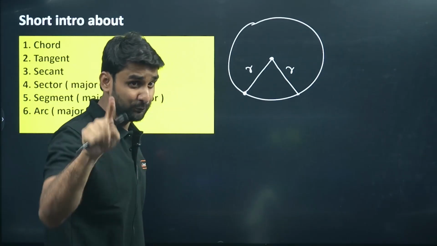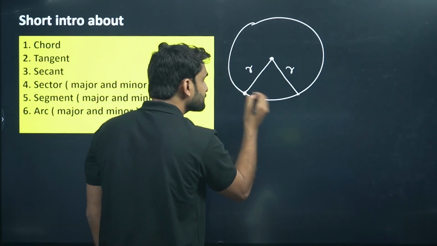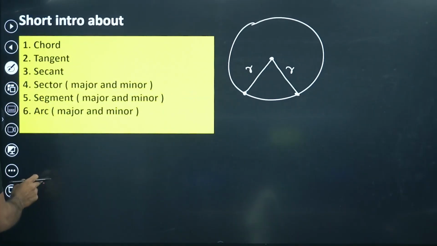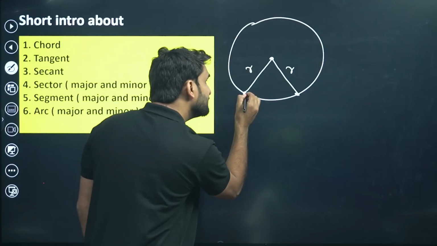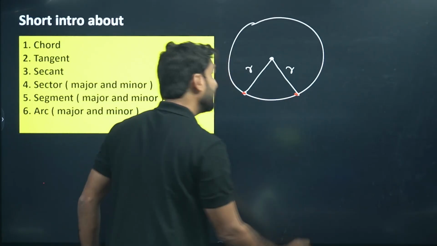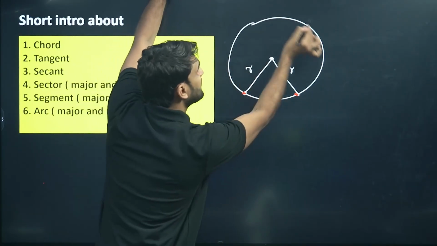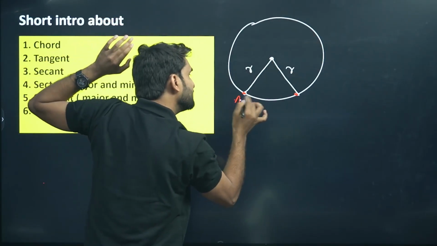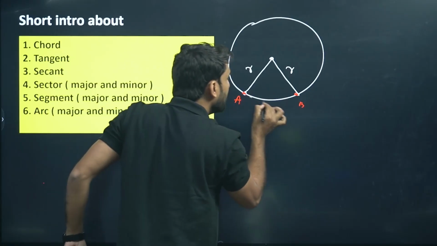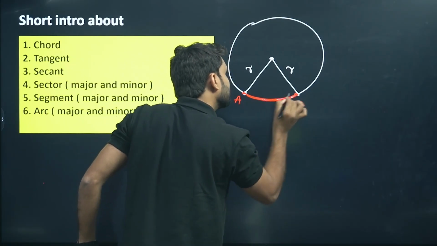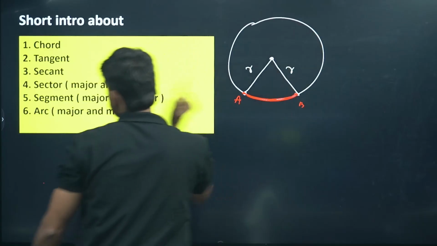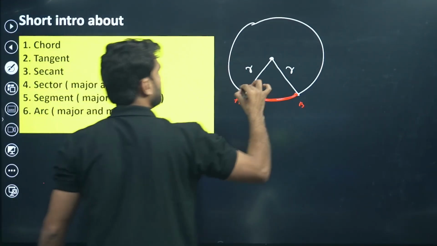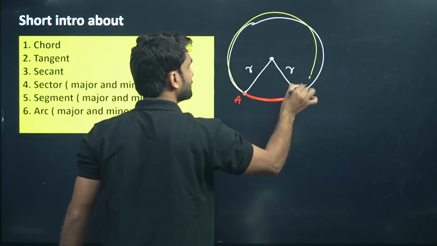But you can observe one more thing. These 2 points are dividing the circumference also, because this is the complete circumference of the circle here. Let's say I'm calling these 2 points A and B. So AB, this will be one length, this will be part of the circumference, and this will be another part of the circumference. You can see here, this is another part of the circumference.